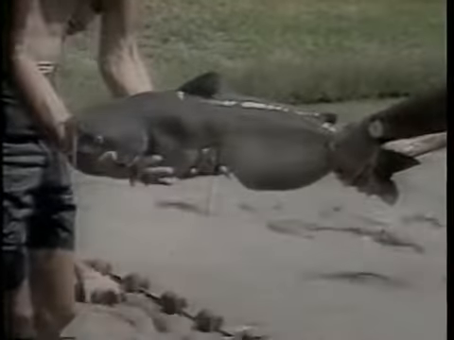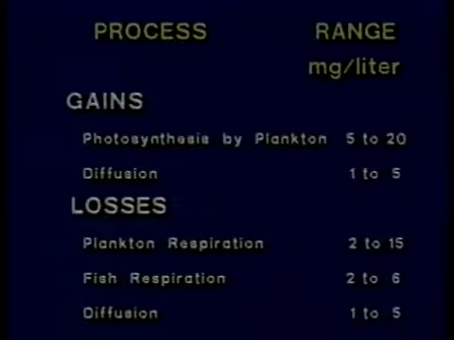Losses of oxygen from a body of water are primarily from respiration of phytoplankton, muds, and bacteria by which oxygen is taken up. Other organisms present in the pond, including fish, also take up oxygen, but to a smaller extent than phytoplankton. A summary of approximate gains and losses of dissolved oxygen in a typical pond is shown here. The importance of phytoplankton's role in both gains and losses is easily seen.